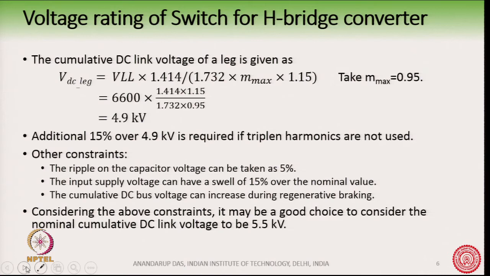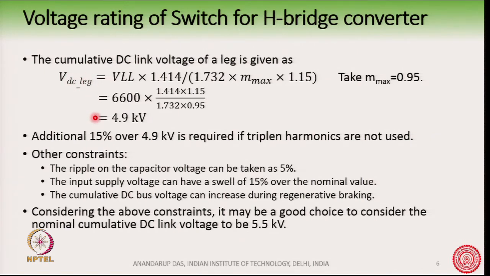So, the cumulative DC link voltage of the converter, how much is it? What is cumulative DC link voltage? That is the sum of the DC link voltages of all the cells taken together. Okay. So, that is the cumulative DC link voltage, and we are giving it a term, VDC leg.